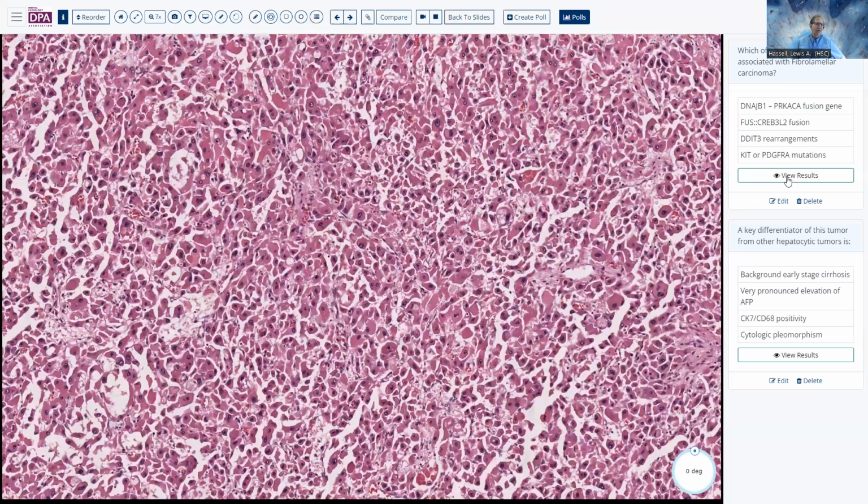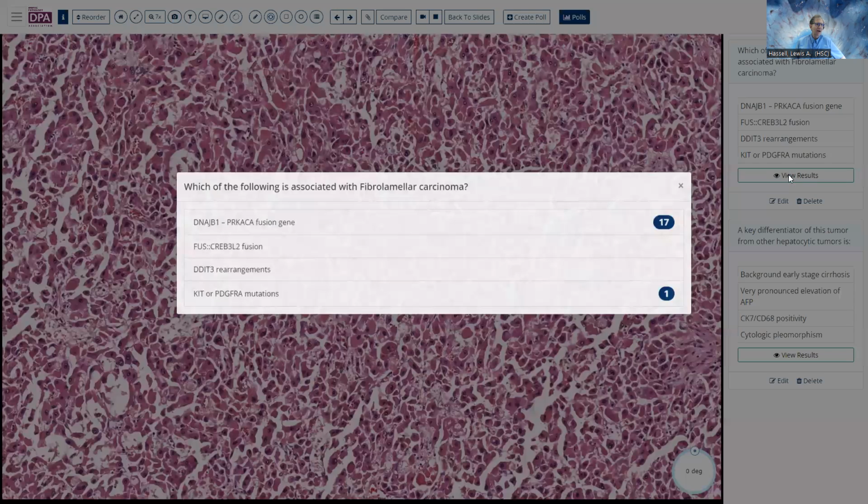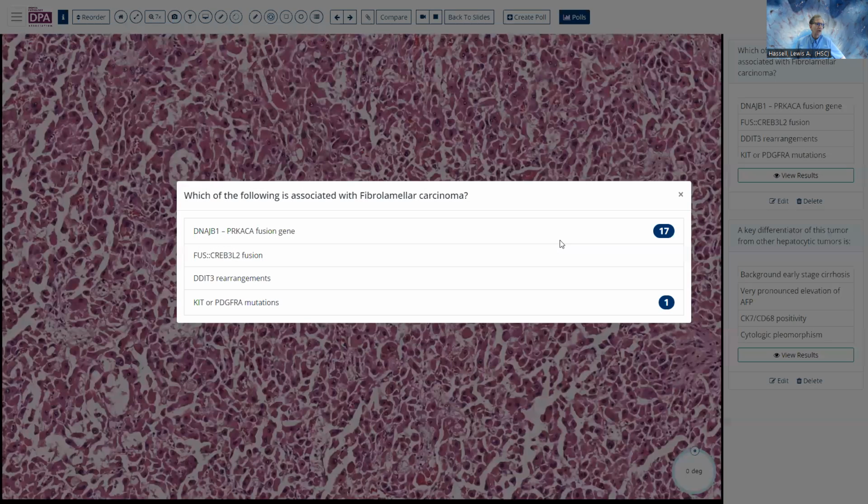Now, to provide confirmatory testing, in most cases you might want to do a search for the fusion gene, which involves PRKACA. And interestingly, although this is a fusion gene-driven carcinoma, it's very pleomorphic. So it sort of breaks that rule that fusion genes are related to fairly monotonous, non-pleomorphic tumors.